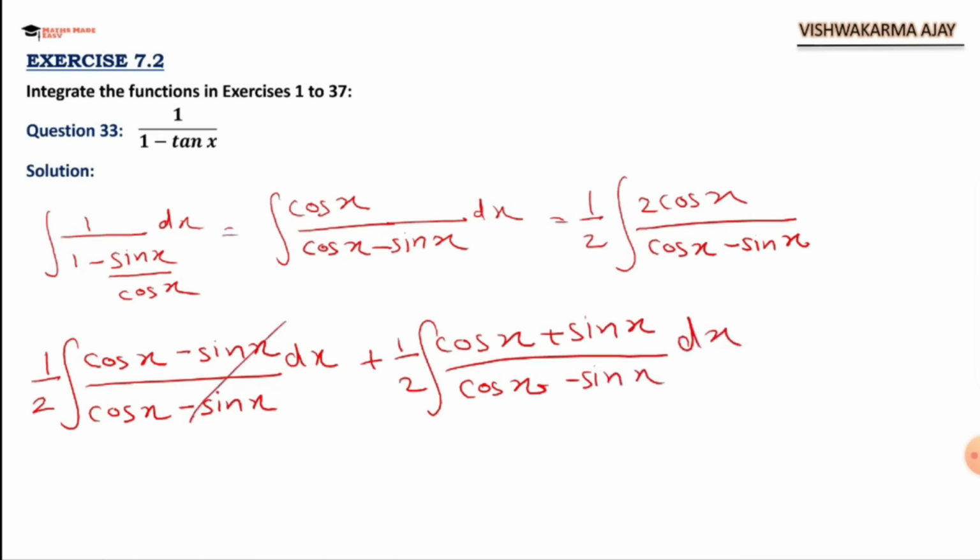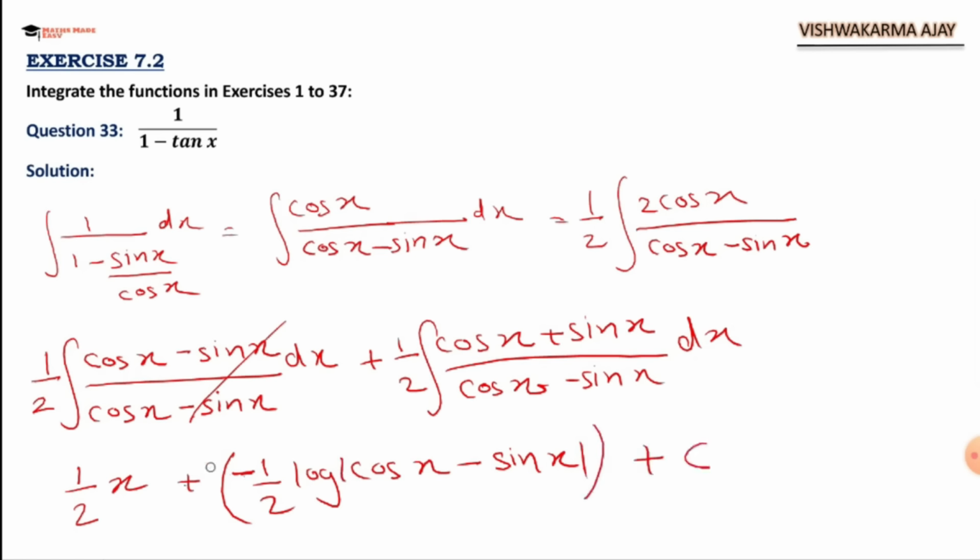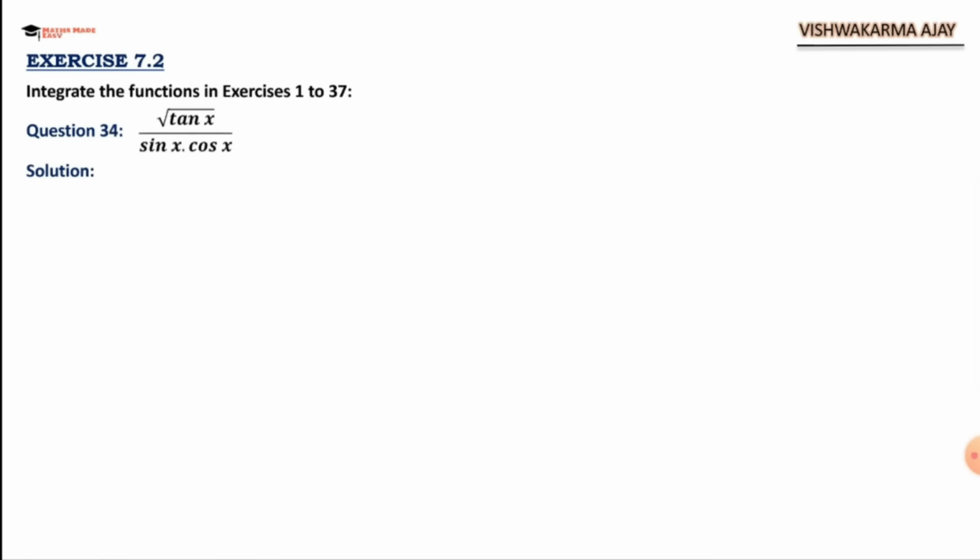This cancels. 1 upon 2, the integration of 1 is x, plus, can you see the derivative of the denominator in the numerator? The derivative of cos x plus sin x is cos x minus sin x. So our answer will be something like this. Let me write here: plus 1 upon 2 log of cos x plus sin x, plus c. I already solved the question. I didn't intend to solve this, but it's okay with the flow. Let's move to the next one.